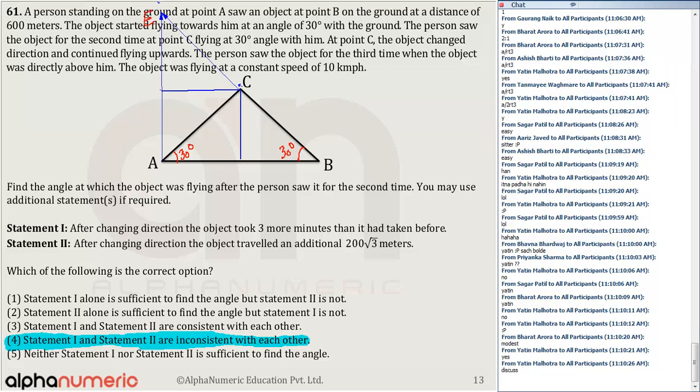ठीक है द ऑब्जेक्ट वॉज फ्लाइंग एट अ कॉन्स्टेंट स्पीड ऑफ 10 किलोमीटर पर आवर. और कुछ गिवन है इसमें 600 meters. So this is 300 meters. This is 300 meters. Total is 600. So 30, 60, 90 ka triangle hai. This angle is equal to 90 degrees. So 30, 60, 90. So I can mark the distance. This is 300 ho gaya. Theek hai. So 300 ye aa jayega. 100 root 3.